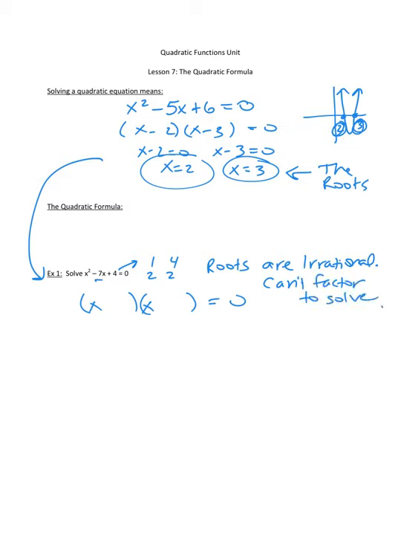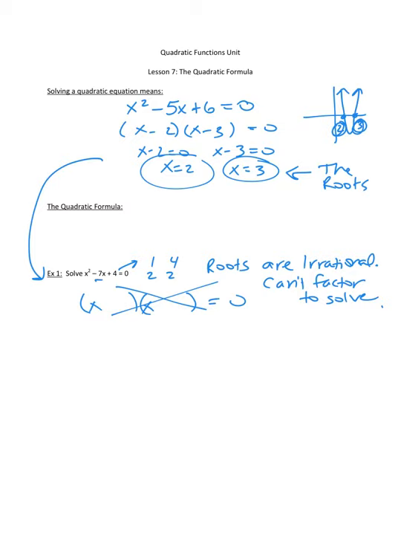And that's when we use this other method called the quadratic formula. So factoring is not going to work here. The quadratic formula is long, so if you can factor something, you want to factor it. That would be your best method. But if it's not factorable, like in example 1, we use this method called the quadratic formula.